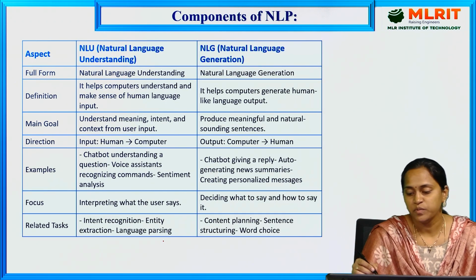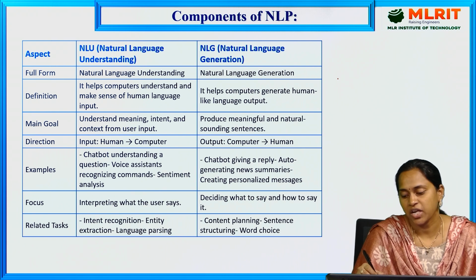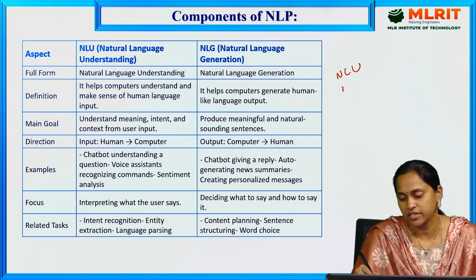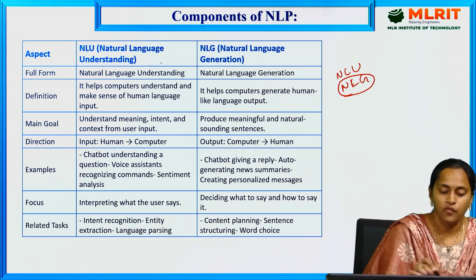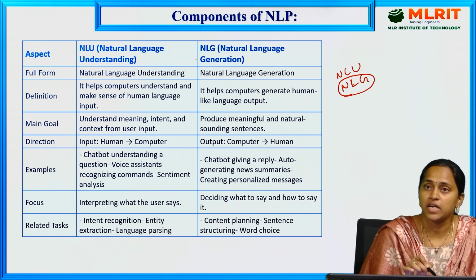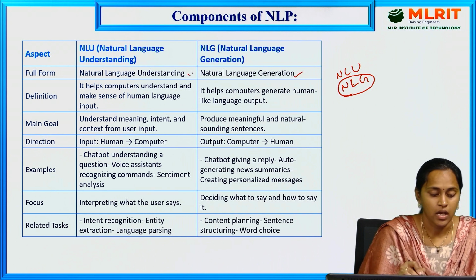There are two types of components of NLP: natural language understanding and natural language generation, right? One of the components is natural language generation, which we are discussing now. The full forms are natural language understanding and natural language generation, right? Definition.